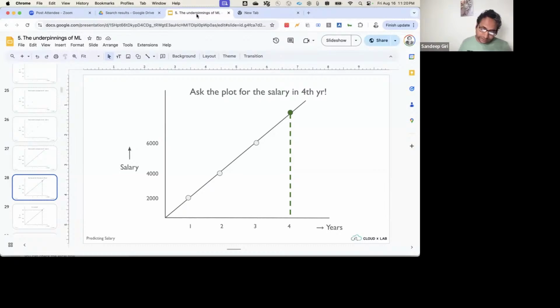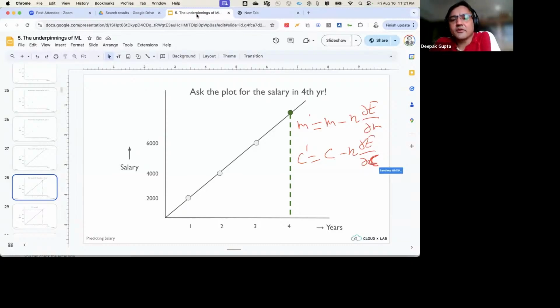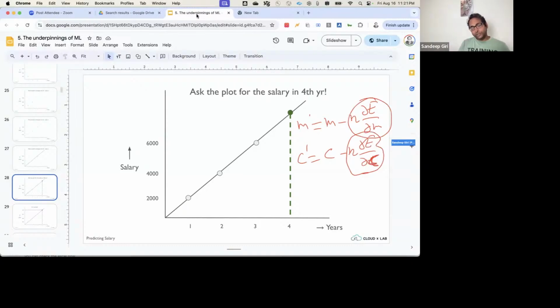So basically, the new M dash and C dash will always go up or down in the same proportion? No, in their own proportion. If you notice this, M dash equals M minus eta delta E by delta M. C dash equals C minus eta delta E by delta C. Sorry, delta C. It is the rate of change of error with respect to C. Got it?